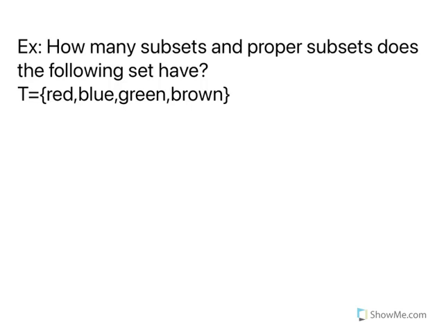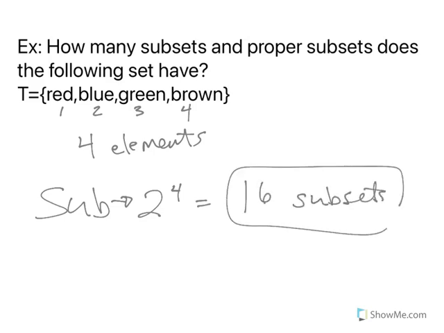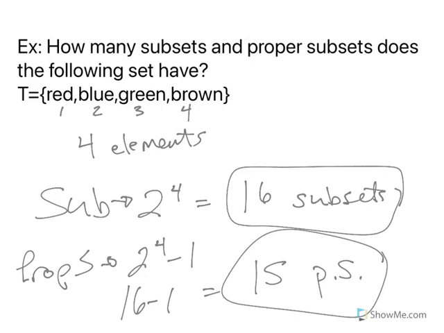Okay, how many subsets and proper subsets does the following set have? Set T consists of the colors red, blue, green, and brown. 1, 2, 3, 4. So there are 4 elements. So to find the subsets, I take 2 to the 4th power, which is 16. So there are 16 subsets. And to find the proper subsets, I take 2 to the 4th minus 1. And 16 minus 1 is 15 proper subsets. And that is how we determine the number of subsets and proper subsets in a given set.